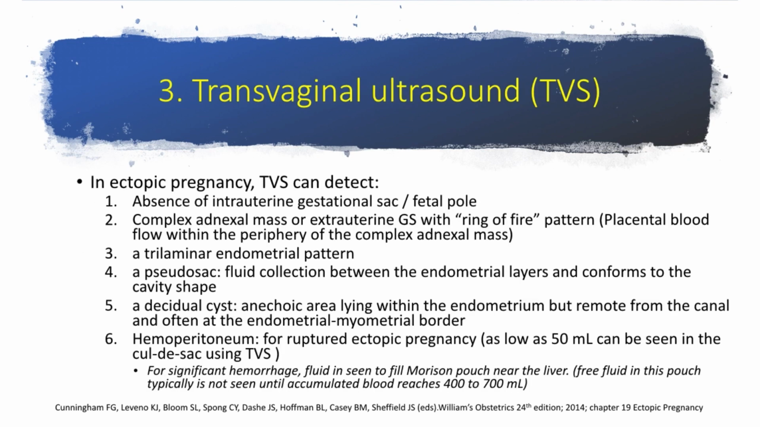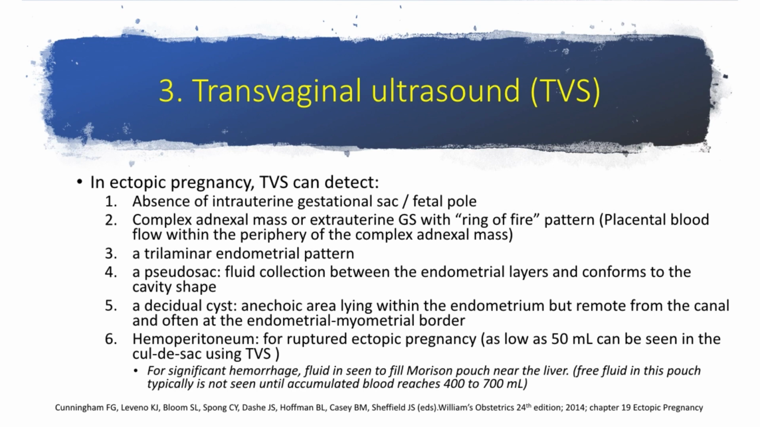Another diagnostic that we can use is transvaginal ultrasound. In ectopic pregnancy, transvaginal ultrasound can detect absence of an intrauterine gestational sac or fetal pole, a complex adnexal mass, or extrauterine GS with a ring of fire pattern. The ring of fire pattern is the placental blood flow within the periphery of the complex adnexal mass. Transvaginal ultrasound can also detect a trilaminar endometrial pattern, a pseudosac, or a fluid collection between the endometrial layers that conforms to the cavity shape.